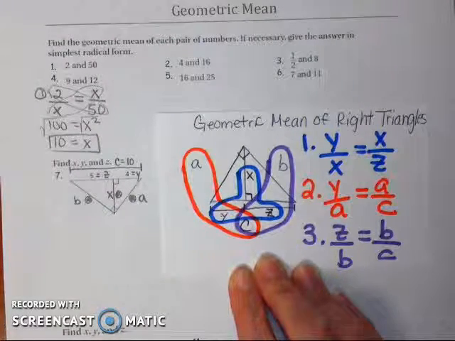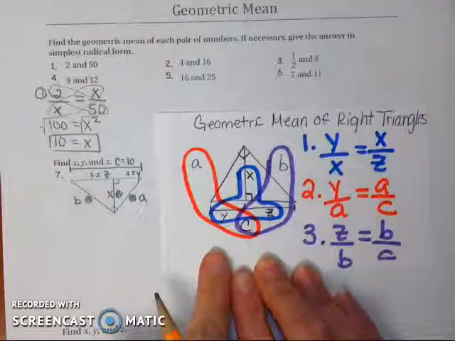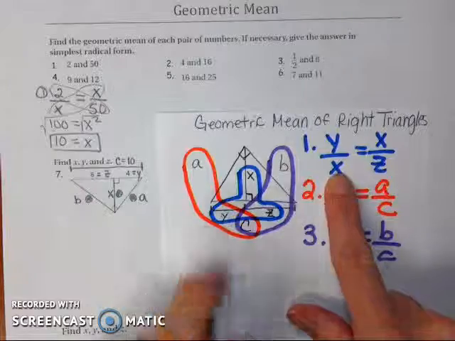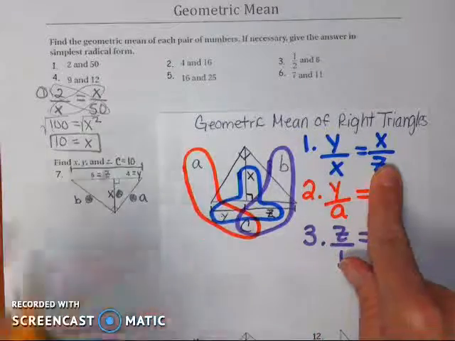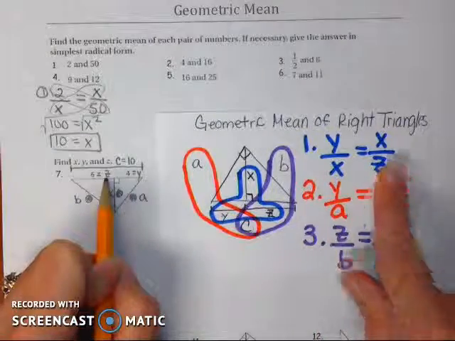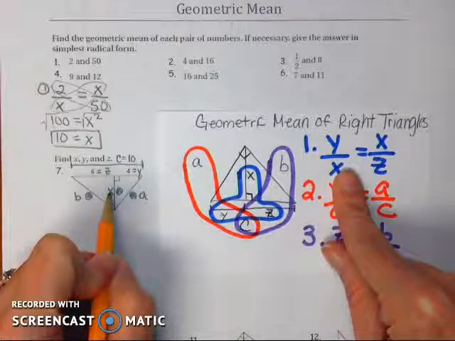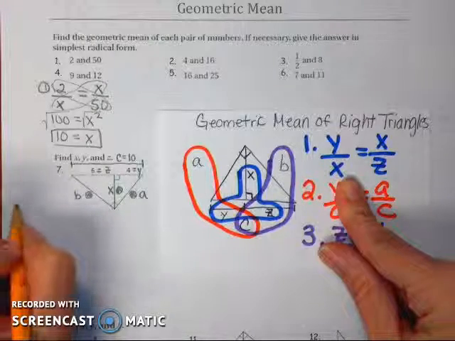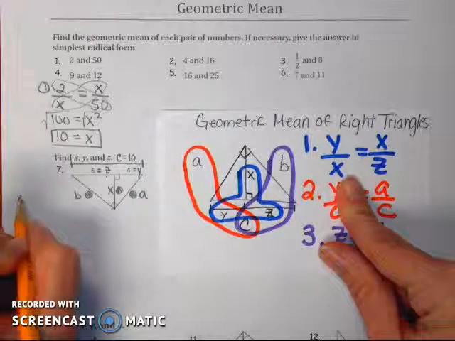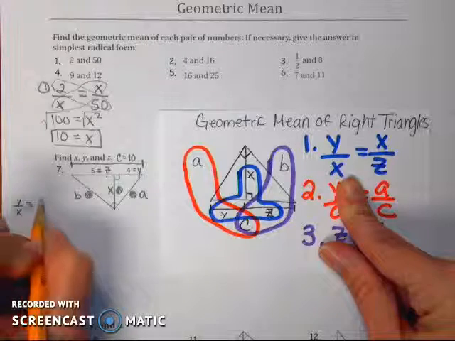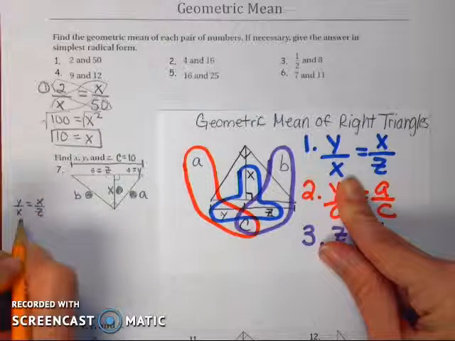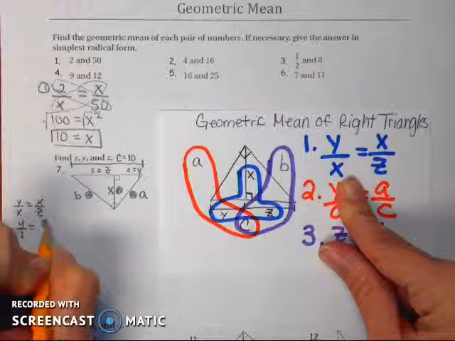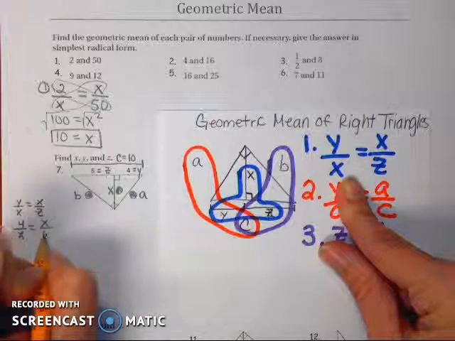Now, I need to determine which one I want to find. So, if I want to find x, which is my first equation here, I would need to know y and z. Here's y, here's z, so I do know that information. So I'm going to use my first proportion to solve for x. So I'm going to have y over x equals x over z. Y equaled 4 over x equals x over z, which equaled 6.